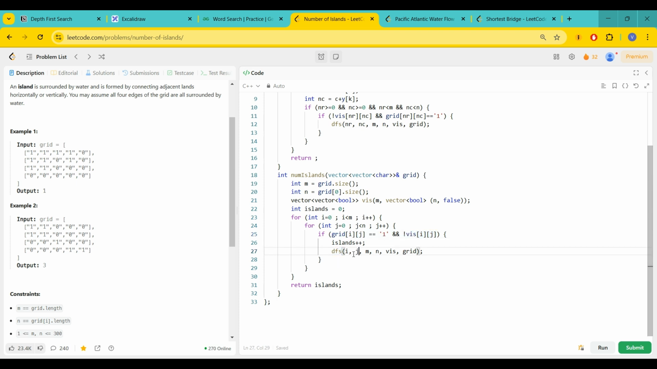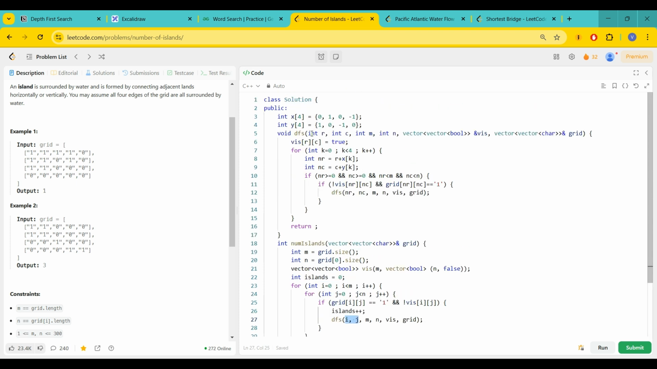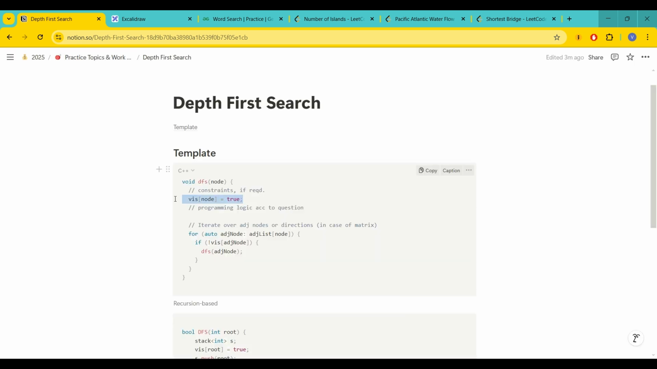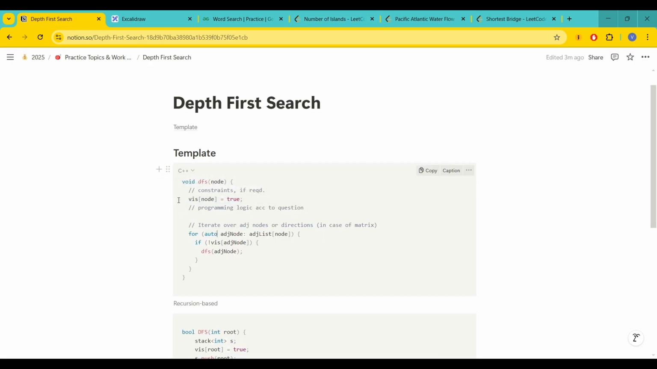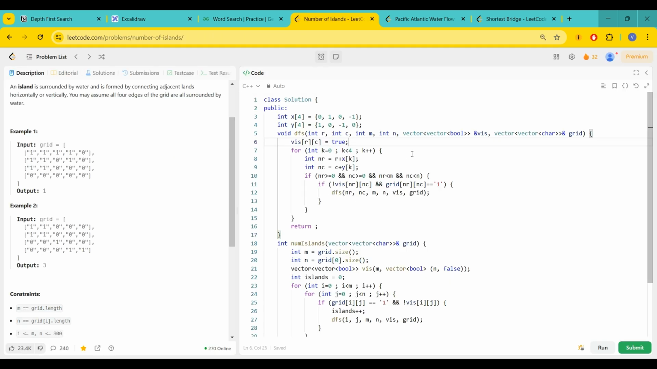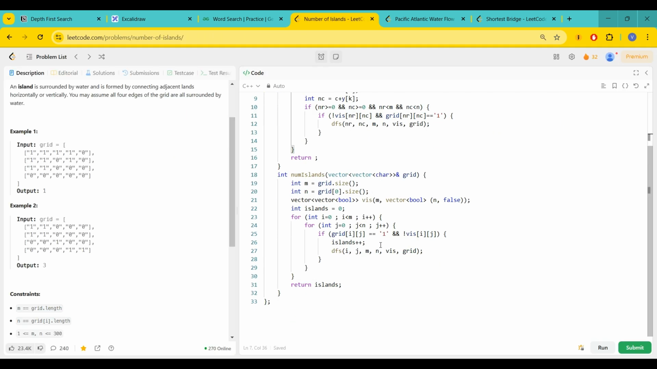Again we have a starting node. Now in a matrix, instead of a node, you will have the indexes for the row and column, right? So here I have the indexes. Again, the first line is visited of node true, or here visited of RC true. So we are marking it as visited. Here it said any programming logic which we want to add according to the question. So here no programming logic was required. The programming logic is present here, as per the need of the question.